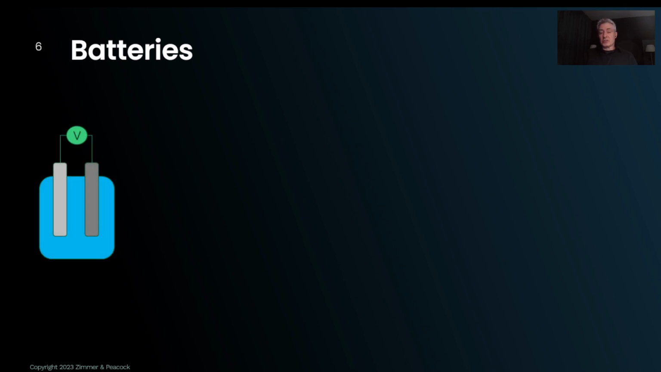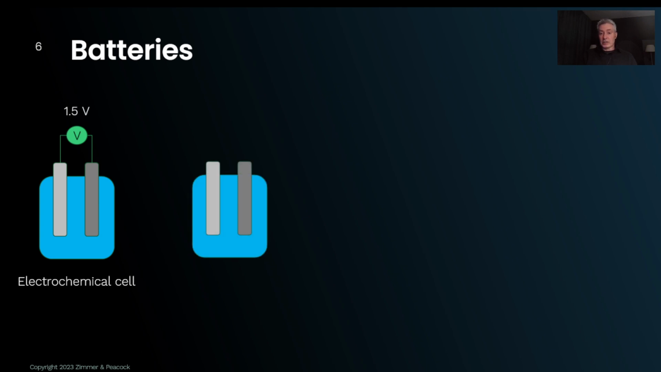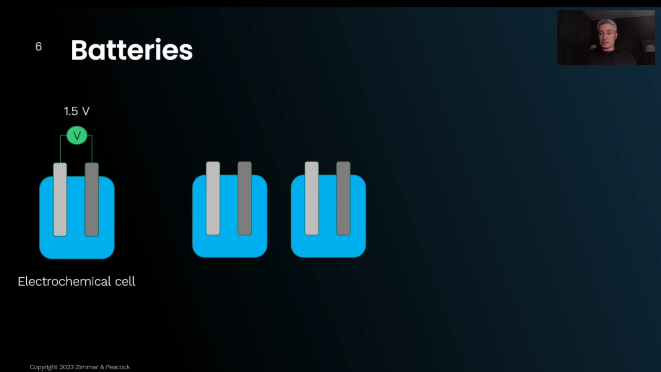Now, a battery is really simple to define. If we've got two electrodes, for example, magnesium and zinc, in an electrolyte just simply together, then that's an electrochemical cell. But if we put one electrochemical cell next to another electrochemical cell and connect these in series, then what we have is a battery.